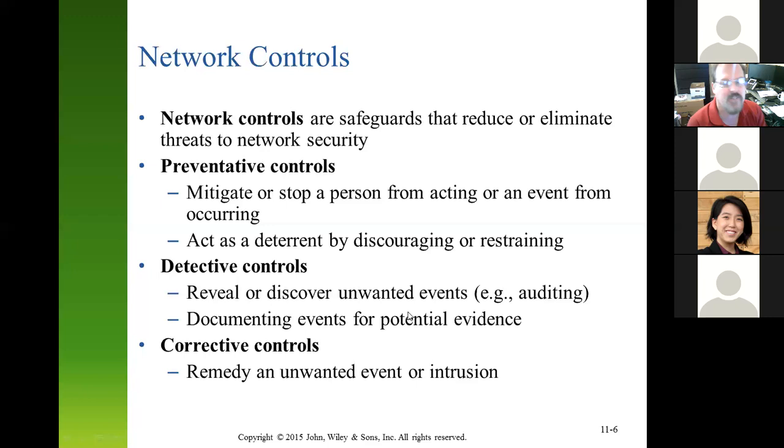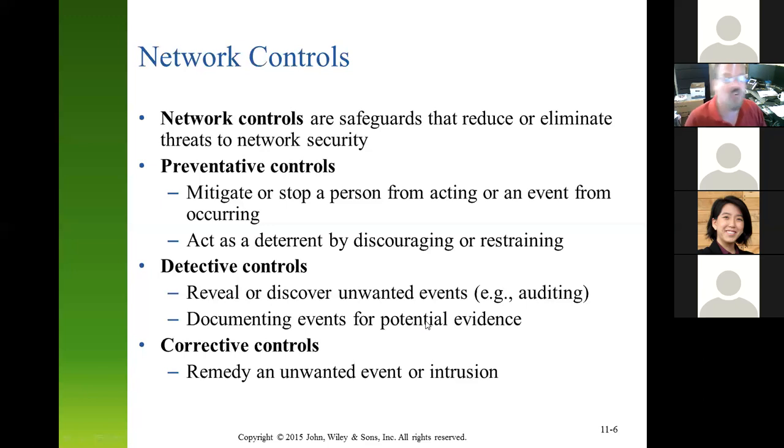A corrective control is basically related to a detective control. It's putting anything in place to remedy an unwanted event or situation. Like if I discovered I had a problem on a server, well, I need to go close that door.